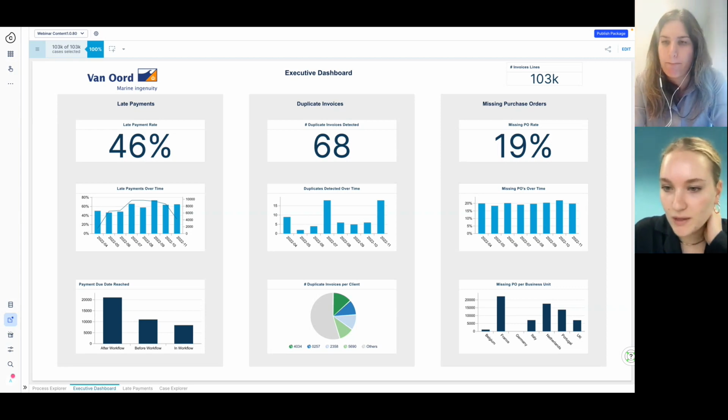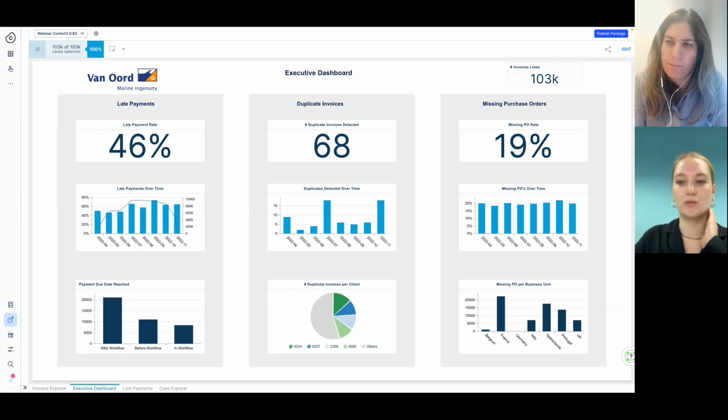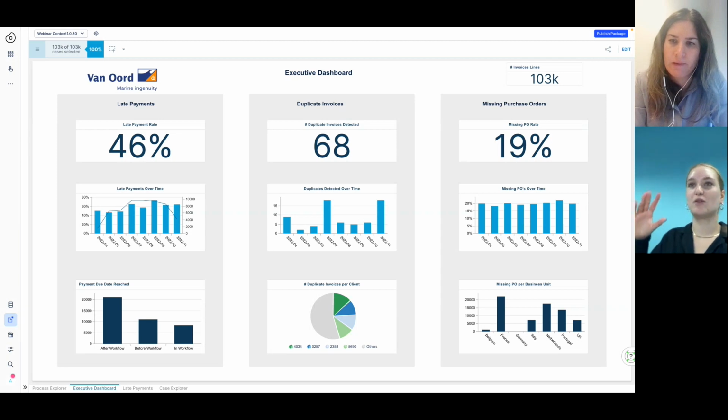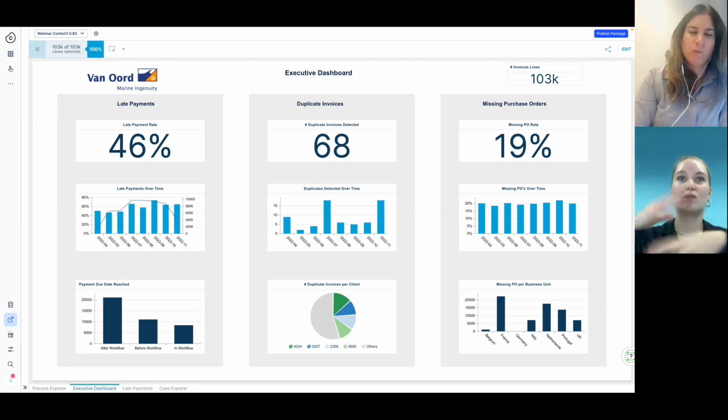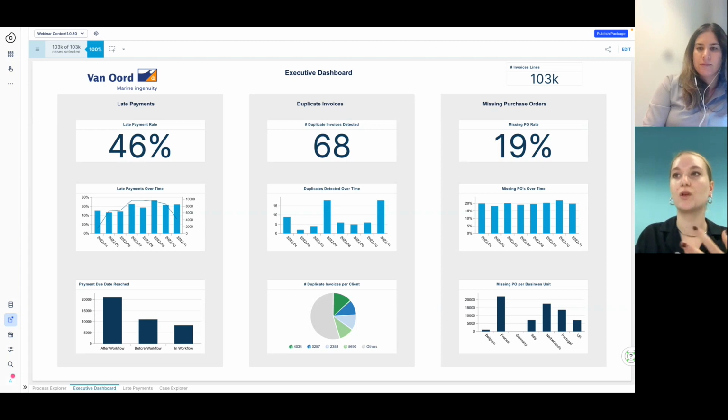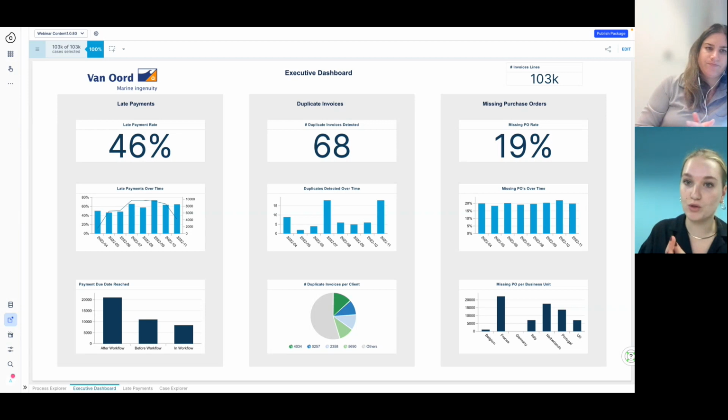Okay, and then about the other plans at Van Oord deploying process mining. We basically focused in this webinar on late payments, slow workflow approvals, and duplicate invoices. But we have looked at a lot of different things within the accounts payable process. We've also looked at compliance, about segregation of duties. Now we're looking more at the purchase orders to see if some invoices are approved before the purchase order is approved. That would also be a compliance breach.